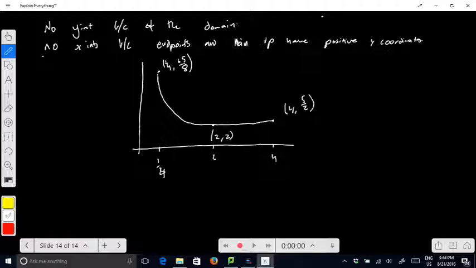And the last part, part D, state the global maximum and the global minimum values of the function if they exist. So the function has a global maximum of 65 over 8, being the left endpoint, and a global minimum of 2, at the point 2, 2. So that was part D.